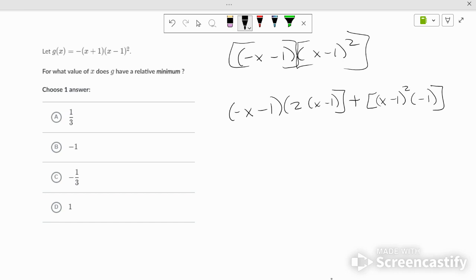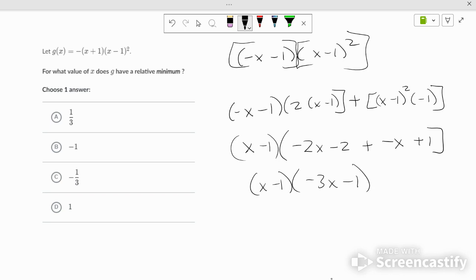Okay, so if we factor out of this an x minus 1, we get negative 2x minus 2 plus, if we factored out an x minus 1, we have a negative 1 and we distribute through there, we get a negative x plus 1. So x minus 1 times negative 3x minus 1. Okay, that's our first derivative. So x minus 1 equals 0. Negative 3x minus 1 equals 0. So x equals 1. Move the 1 over, divide by 3. X equals negative 1/3.